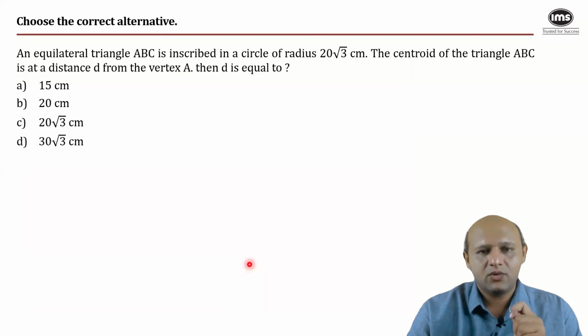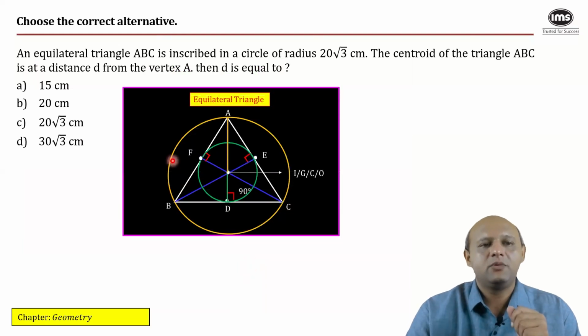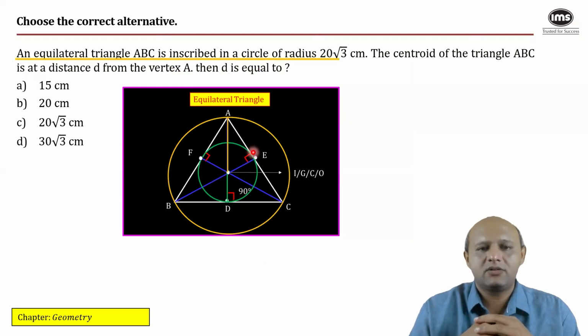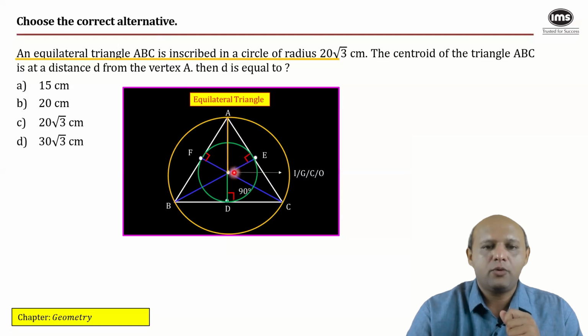Now let us assess the question which relates with this property. Of course, from geometry. Let us make use of this property. What does the question state? An equilateral triangle is inscribed in a circle of radius 20√3, correct? The centroid of the triangle ABC is at a distance of D from the vertex A. So where is the centroid? As we said, all 4 points would essentially be the same point. So GA is as good as saying AI, as good as saying AC, and AO, correct?